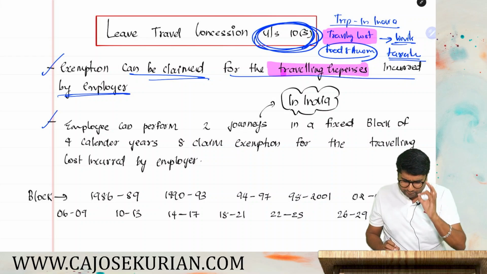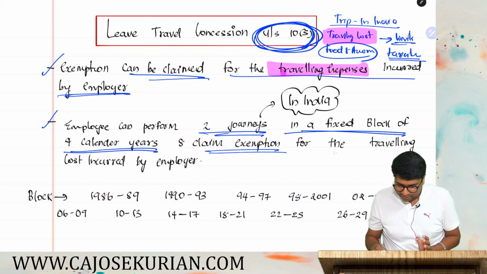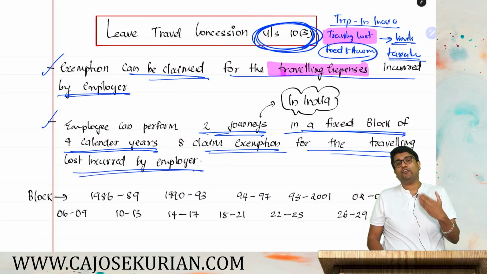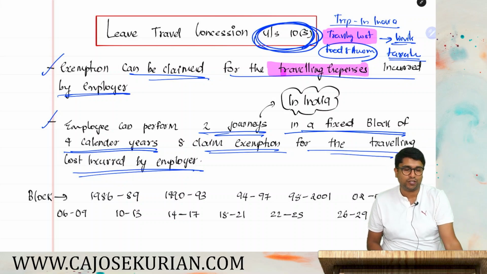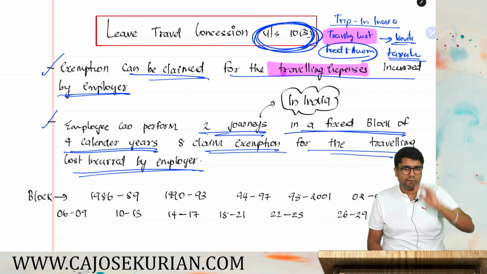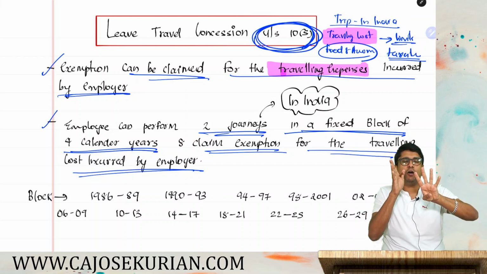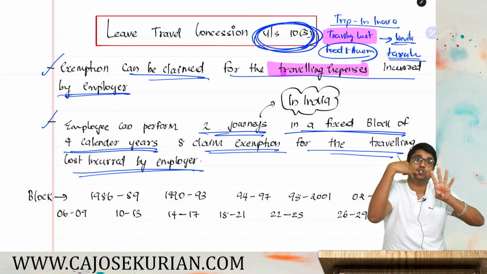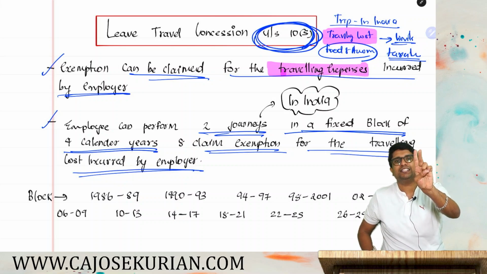Second one, an employee can perform 2 journeys in India in a fixed block of 4 calendar years and claim exemption for the traveling cost incurred by the employer. You cannot perform n number of journeys and claim the traveling cost of n number of journeys sponsored by your employer. It is not possible. Rather, what the department says is, in a block of 4 calendar years, the maximum you can perform is 2 journeys, and you claim exemption for the traveling cost of those 2 journeys only. If you have performed 4 journeys, then out of 4, exemption is eligible for 2 journeys only.